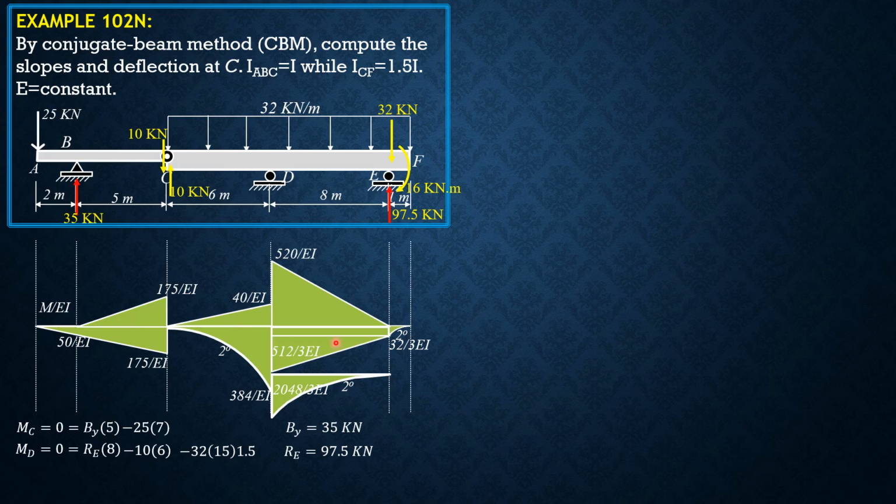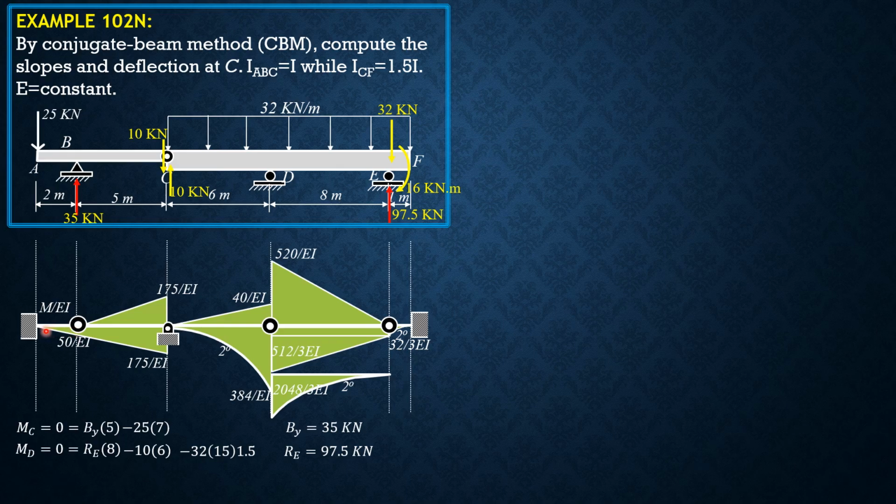Let's now transform the beam into the conjugate beam. So this is fixed, interior hinge, internal pin, hinge, interior hinge, fixed, as shown. So that's the transformation from real to conjugate beam.